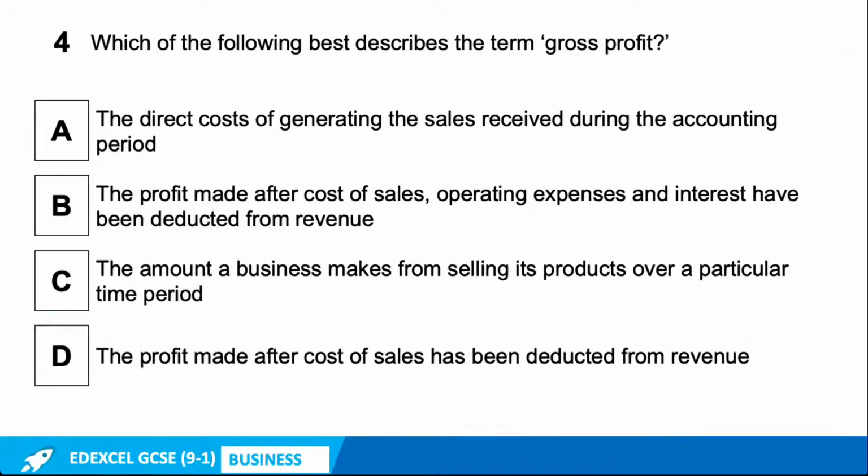Question 4, please. Which of the following best describes the term gross profit? So finance now. Is it the direct costs of generating the sales received during the accounting period? Is it the profit made after cost of sales, operating expenses, and interest have been deducted from revenue? Is it the amount a business makes from selling its products over a particular time period? Or is it the profit made after cost of sales has been deducted from revenue?